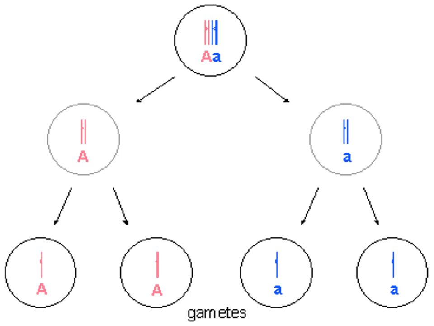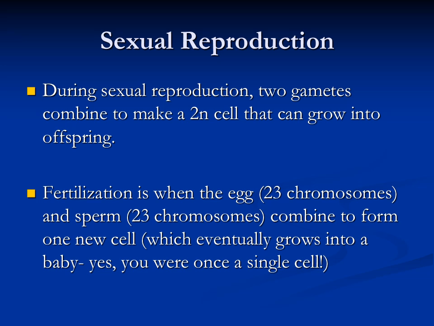Here is a diagram just showing you the gamete formation. So you start up at the top with two female, two male, and they split off into two female, two male, and then those two split off into one each. And those are gametes. The pink ones would be eggs and the blue ones would be sperm. So during sexual reproduction, two gametes combine to make a 2N cell. So remember, gametes are 1N, haploid. So they come together to make a 2N cell that can grow into offspring.